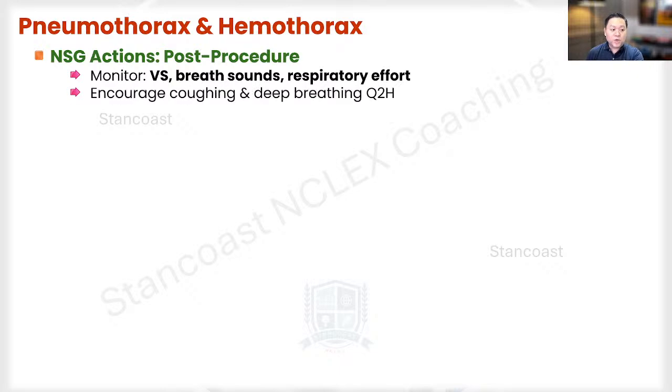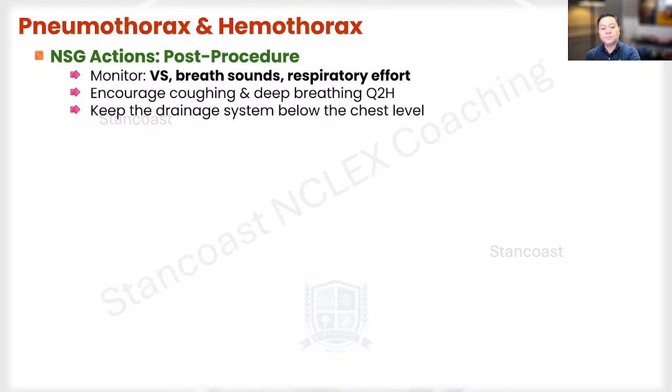Now, what you're going to end up doing also is to encourage your patient to take deep breaths and also cough at least every 2 hours in order to get rid of that pneumothorax into the drainage system, and make sure that we have the drainage system below the chest level, even when they are ambulating. So if they have to use the bathroom, make sure that the drainage system is going to be at least below the chest level, or let's say below the waist level.